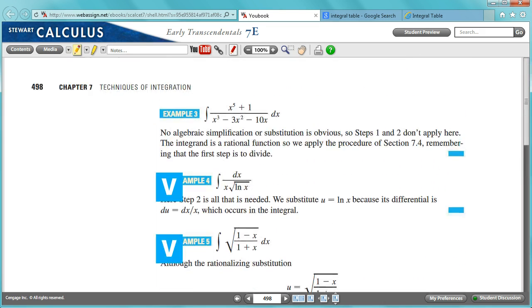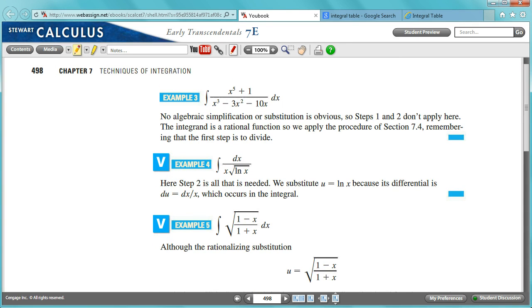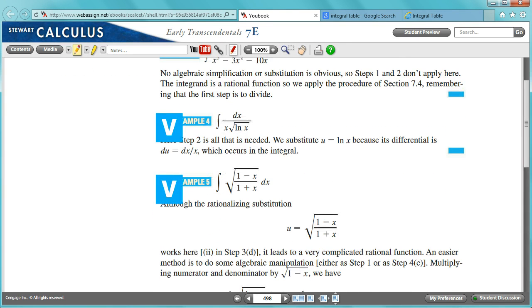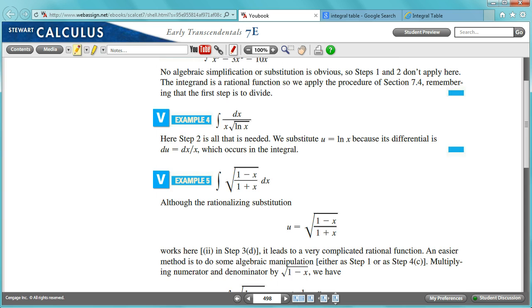Example 4 is rather simple because there's an obvious substitution, u as the inside of the square root. No big deal there. How about example 5? That's going to be a real challenge. Did I say radicals are always cumbersome? Well, here's one such example. Substitution, the textbook author says substitution works, but I don't know, it'll probably end up with some really complicated rational function, and you'll have to do this decomposition by partial fractions.